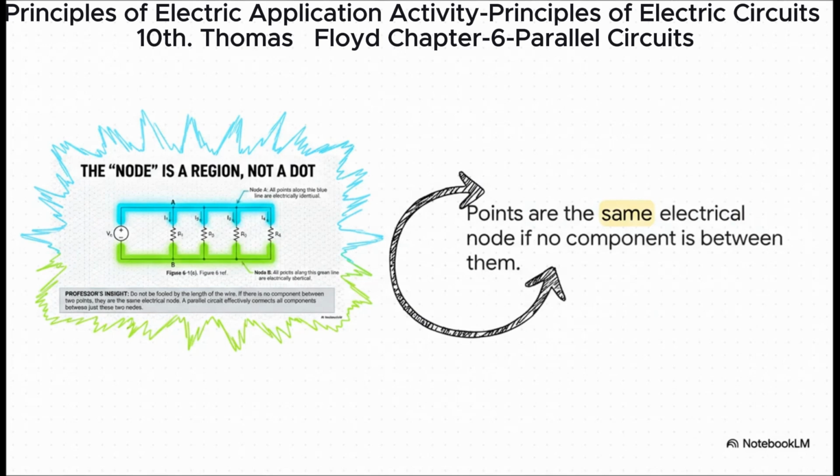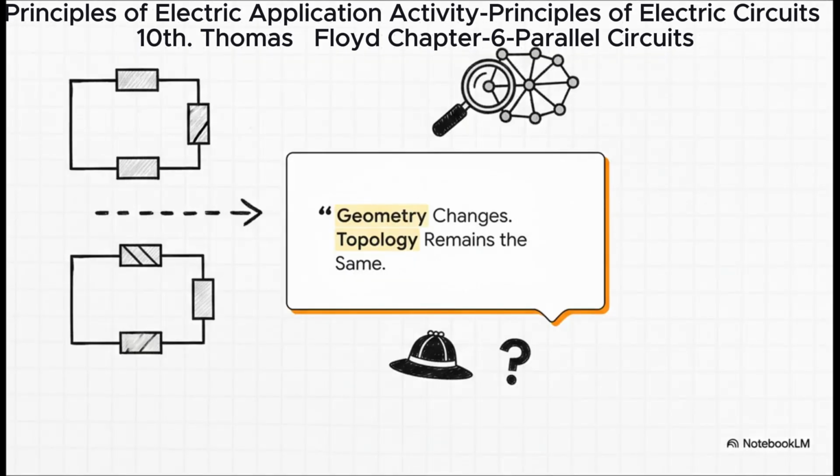And this slide just nails the concept. Look at that blue highlighted wire up top. Every single spot along that wire is electrically the same place. It's all just one thing, node A. Same goes for the green wire on the bottom. That's all node B. It doesn't matter if the wire is long, short, or squiggly. So get this in your head: a node is a region, not a dot. That's the key. And all this leads us to what I call the golden rule of identification.